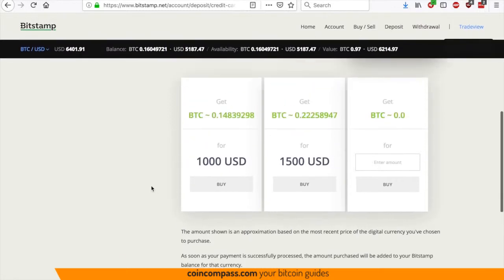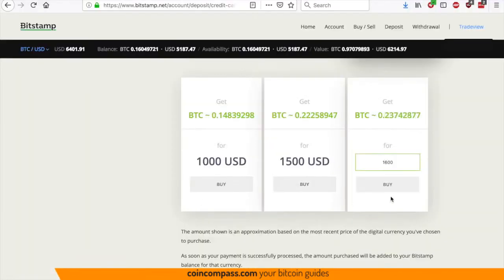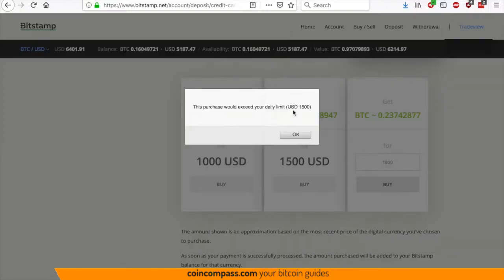So if you're going to be buying large quantities of Bitcoin, you really do want to start funding your account. However, if that is sufficient for you, you can use your credit cards. It is simpler. You are paying more in fees though. So you see, if I actually put in over $1,500 that I want to buy, it's going to tell me that I can't do that. It's over the daily amount.